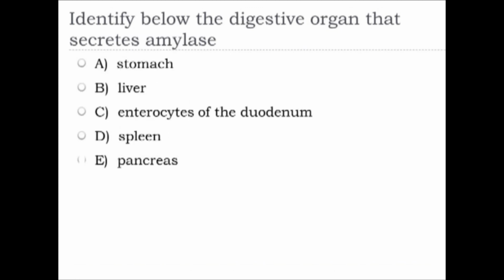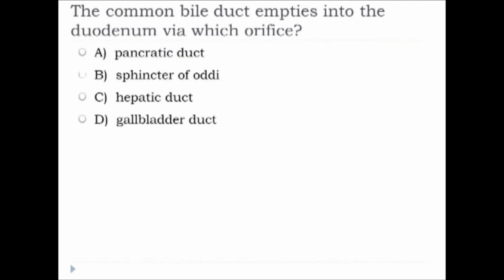Next question. Identify below the digestive organ that secretes amylase. Pause here and select your answer. The correct answer is E, the pancreas. Next question. The common bile duct empties into the duodenum via which orifice? Pause here and select your answer. The correct answer is B, the sphincter of Oddi.